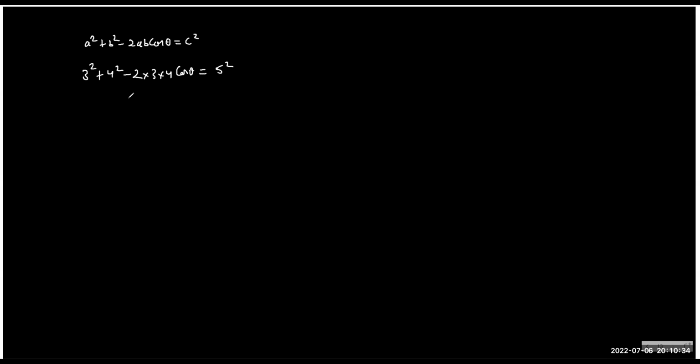So what we have, this will cancel out. 3 square plus 4 square is 5 square with the Pythagoras. If you add it, it's 25 only. So what we are getting is cos theta equals 0. Theta is how much? You got your mistake, where you did wrong. Okay.